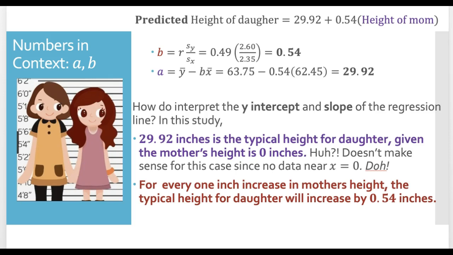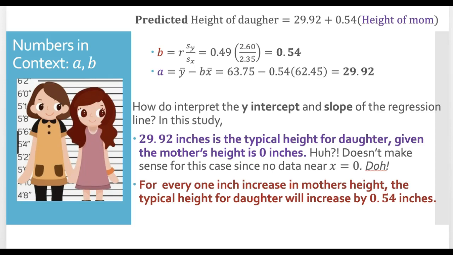Then we took it a step further with the linear model. And what we said there was, for every 1 inch increase in mother's height, the typical or average height of the daughter will increase by 0.54 inches. So you see, we kept becoming more and more precise. First, just by analyzing the scatter plot, then by looking at the correlation coefficient, and now we have the slope. But it's very important that we can interpret all of these numbers within the context of the study.